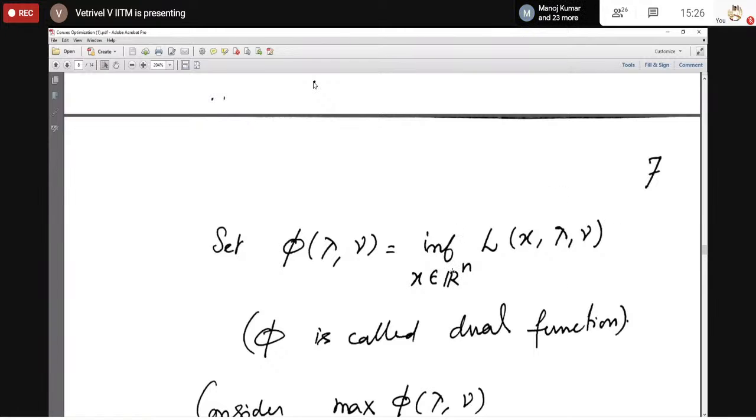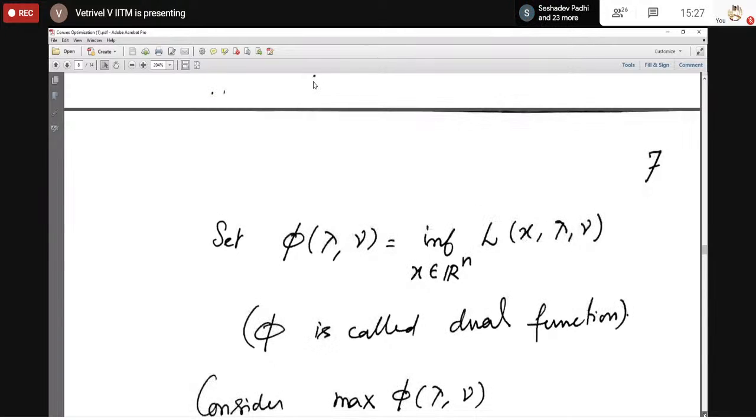Okay, unconstrained problem, we have a lot of algorithms to solve. I can just solve this because in calculus itself, I can take the gradient and solve the system of equations. Once I have this for every given lambda, nu, if I am able to find this infimum, then the value is denoted by this phi of lambda, nu. So this phi is called the dual function. So for any primal problem, I can find the dual function. Why I am finding the dual function, that we will see now.